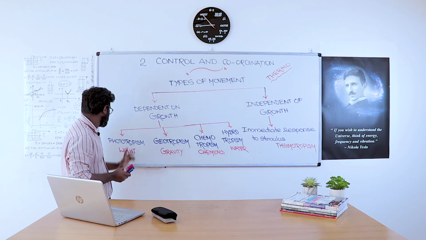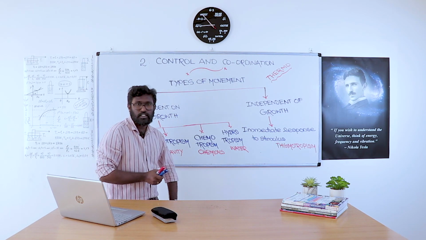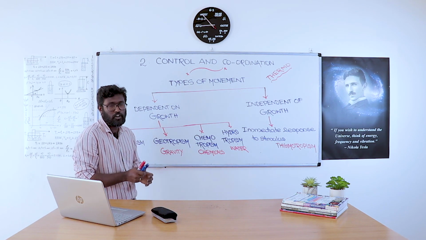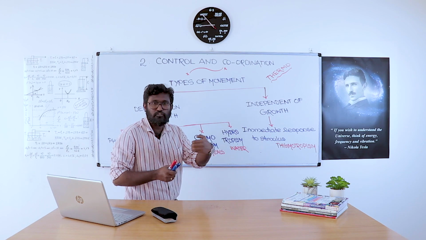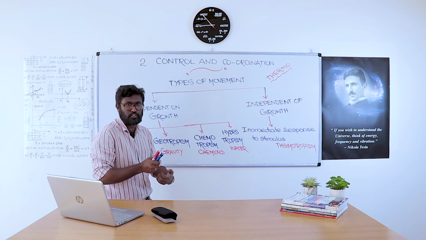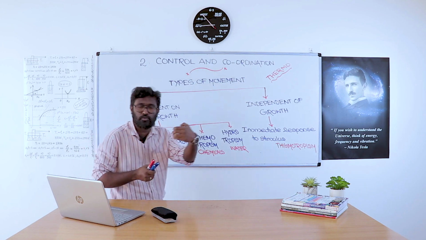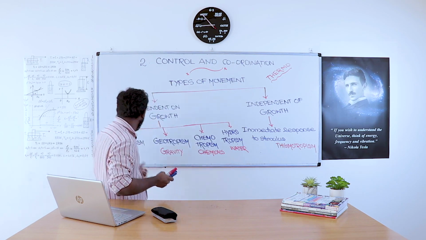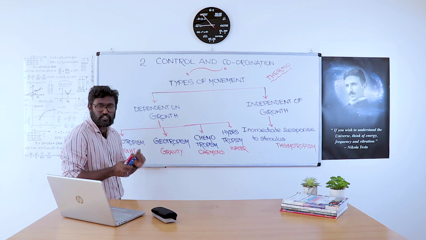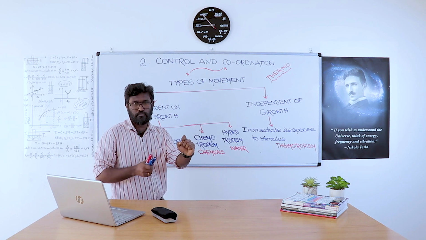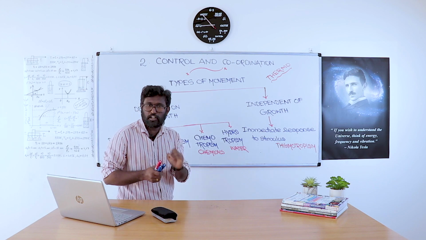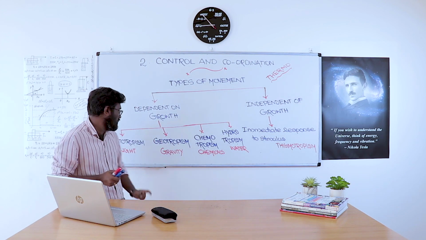First, what is meant by phototropism? The plant growth with respect to light, or the growth movement of plants towards light, is called phototropism. Photo is related to light. The growth movement of plants towards light is called phototropism.